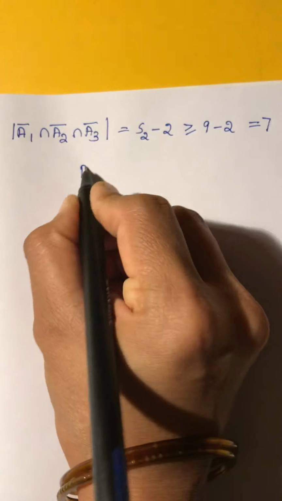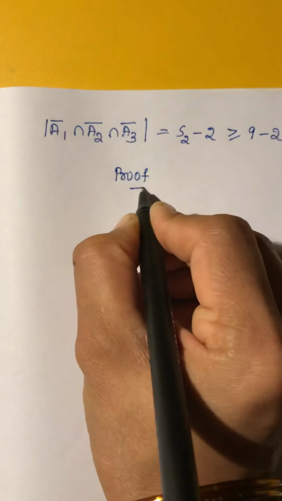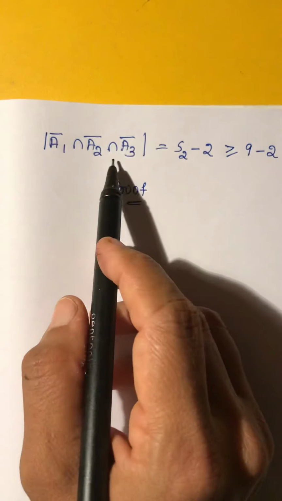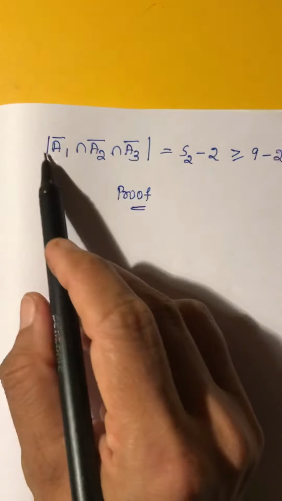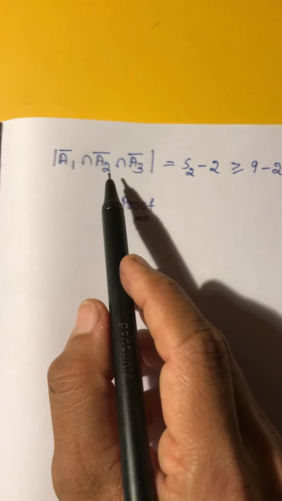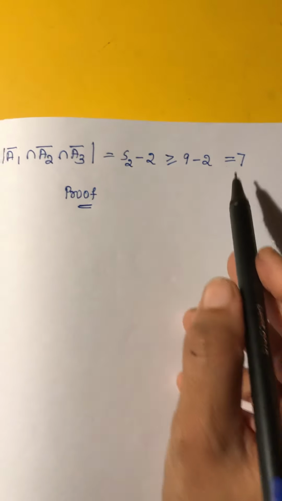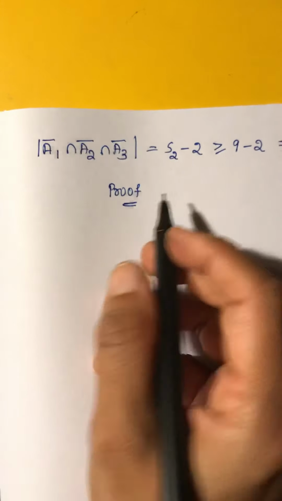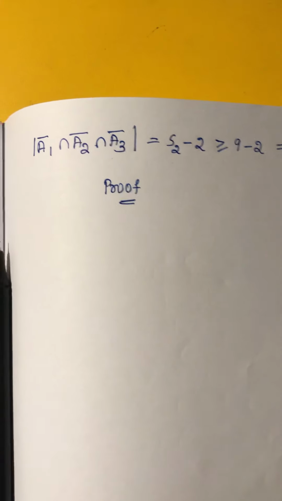Therefore, hence the proof. What they were asking was to prove that 7 or more students do not study any of the subjects. Yes, the number of students who do not study any of the subjects is greater than or equal to 7. That means 7 or more students do not study any of the subjects. Hence the proof. That's about this problem. Thank you.